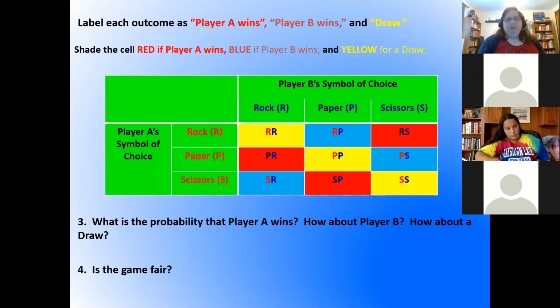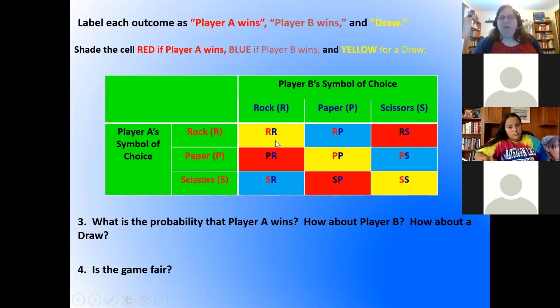You can always pop in with questions on the chat feature if you'd like to do so. Then we label each outcome as player A wins, player B wins, and draw. We shade the cell red if player A wins, blue if player B wins, and yellow for a draw. And you can see we wind up with 3 red, 3 blue, 3 yellow.